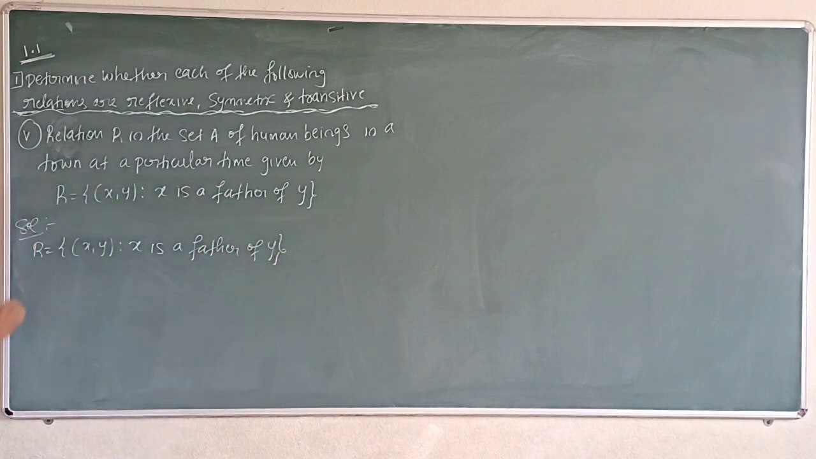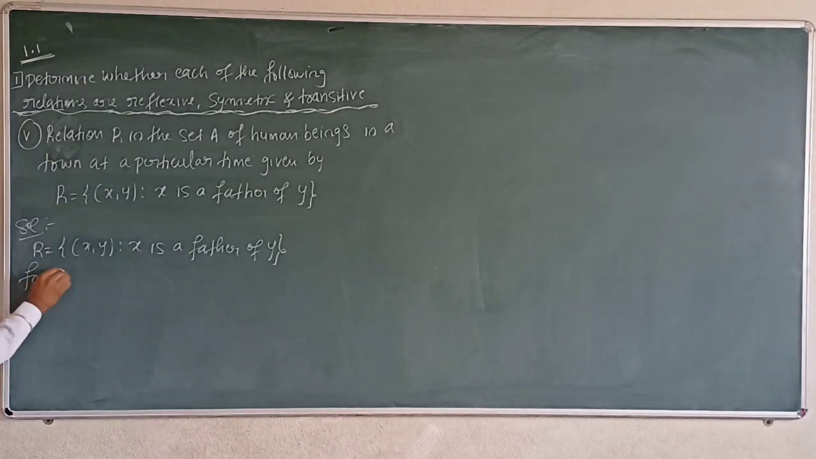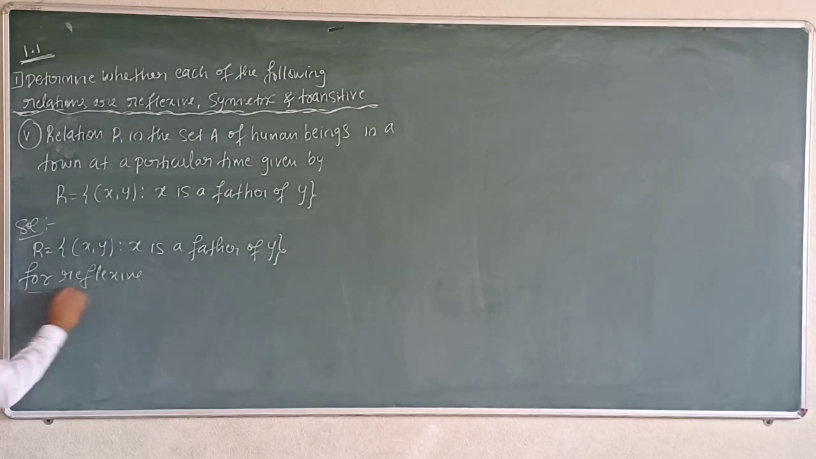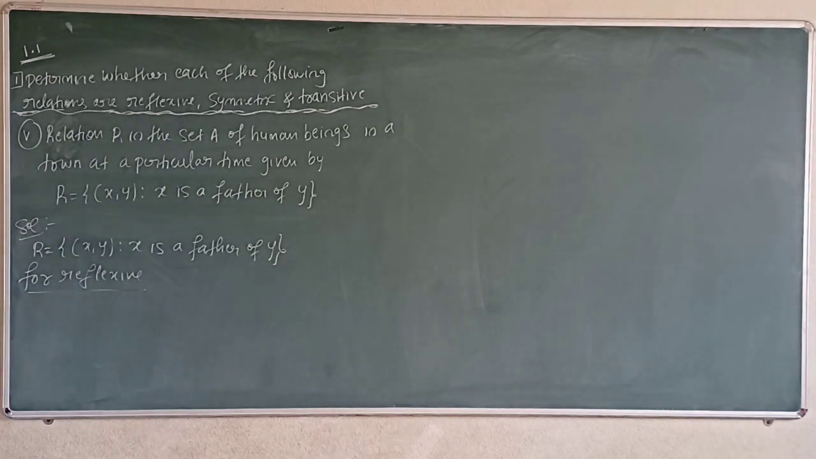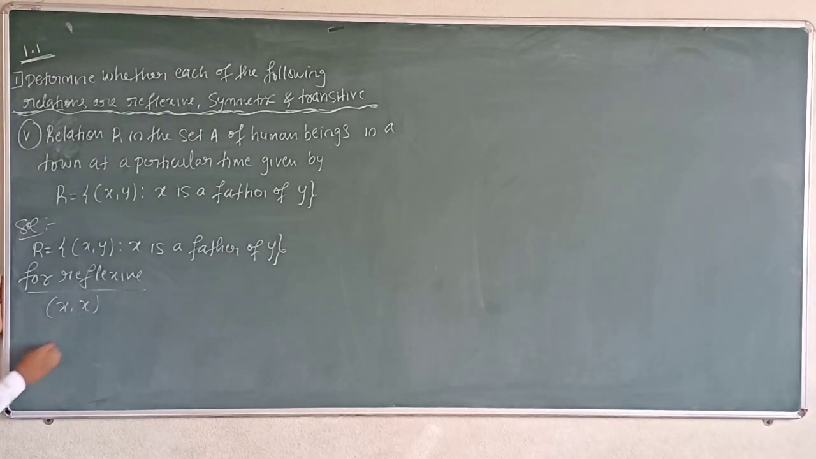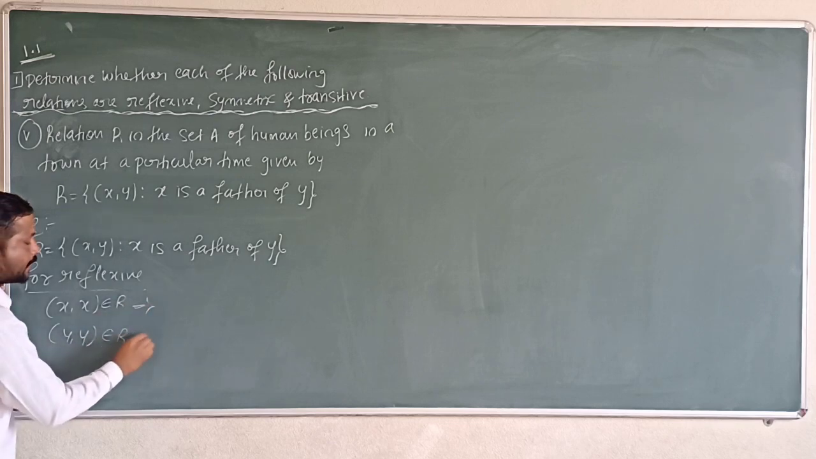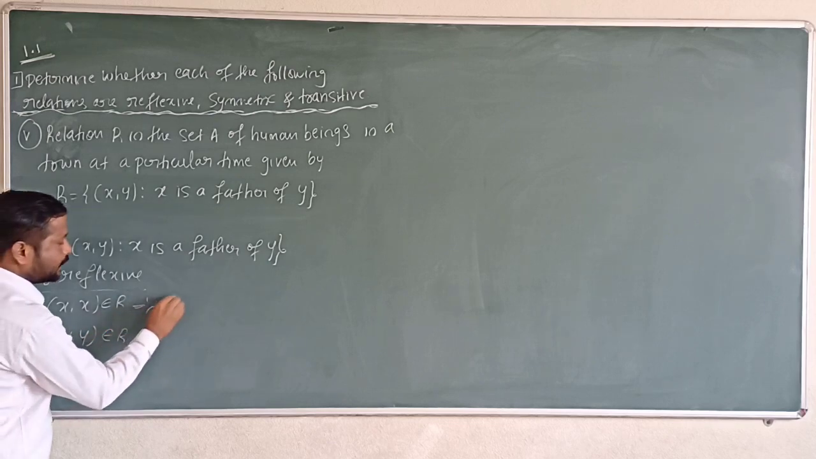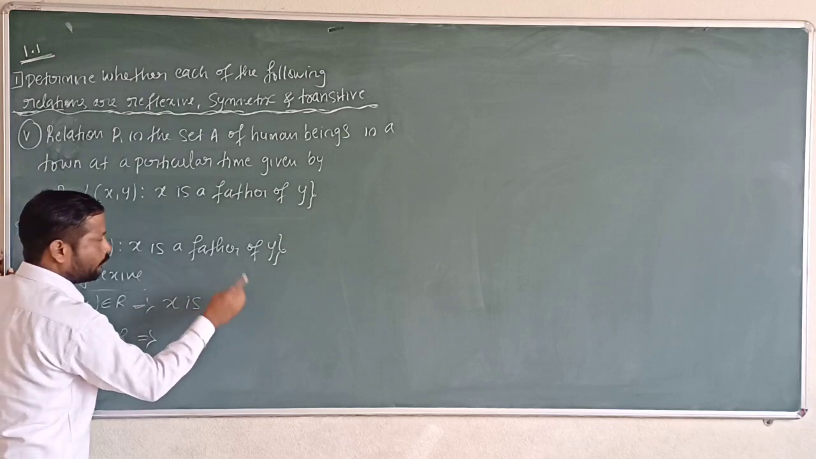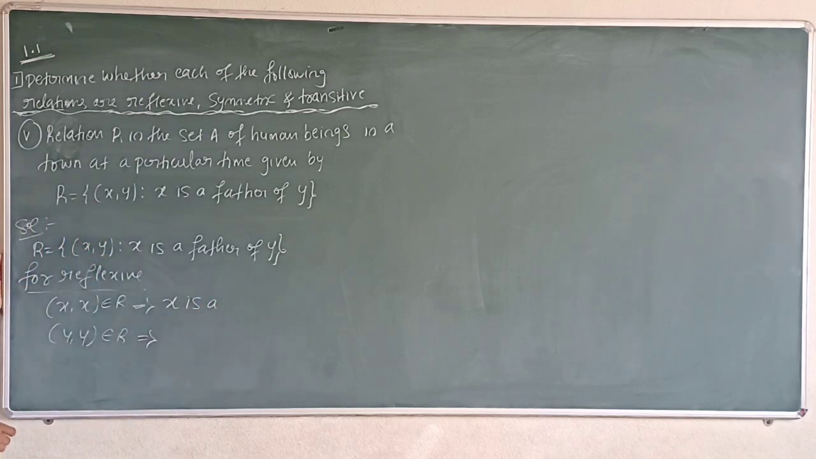Okay, then go for what here? For the reflexive relation first. For the reflexive relation, reflexive means we have to take doublets, that is (x, x) and (y, y), and they belong to R. Apply the relation now. Is x a father of himself?